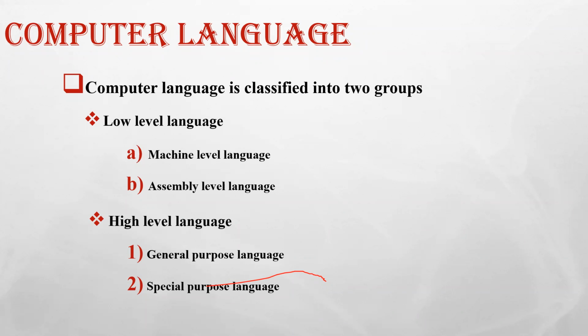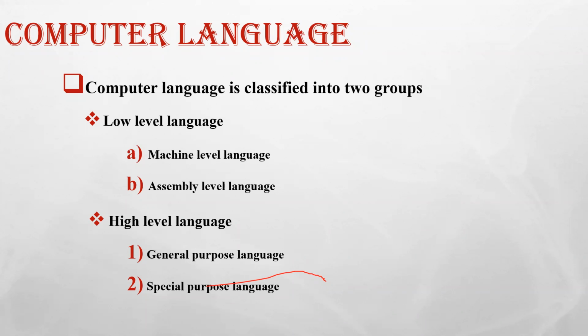Then what is a high level language? A high level language has a translator, and we use it in general English-like terms. There are two types of languages, low level and high level. In a low level language we have two kinds: machine level language and assembly level language.